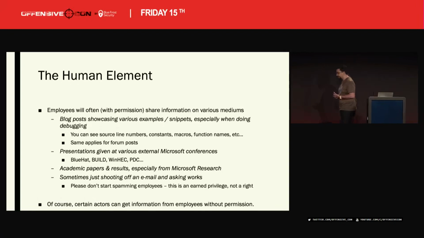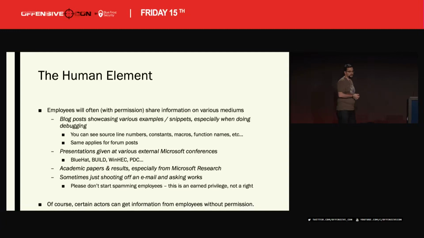Then there's the final element here, which is the human element, right? There are official, condoned blog posts from Microsoft employees with various examples and snippets, especially debugging posts, and they have constants or function names or things that they're not trying to hide, but that are not typically public. They get allowed to publish that information in a blog post or forum post. They give presentations at BlueHat, Build, WinHEC, PDC back in the day, and they had legitimate, authorized slides where they'd have certain constants, certain values that are useful if you're doing research. And they're okay with these being out there. They understand, okay, there's a snippet there.